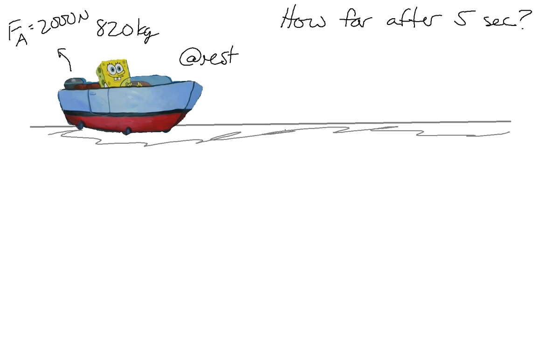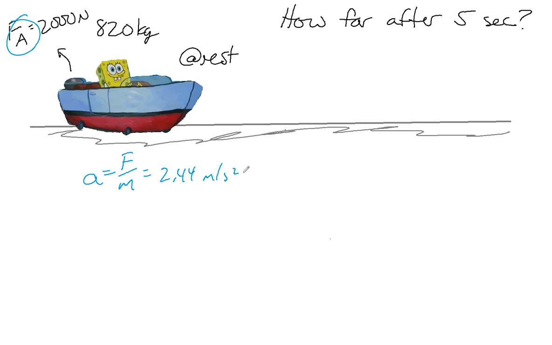The acceleration of the boat would be the force divided by the mass. The applied force is also the net force, since it's the only force we've got. So we'll divide those two out, and we will get the acceleration of the boat, which would be around 2.44 meters per second squared.